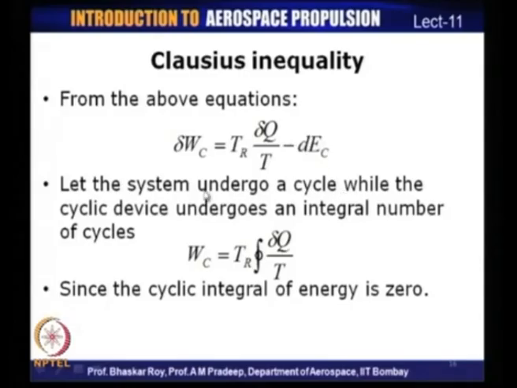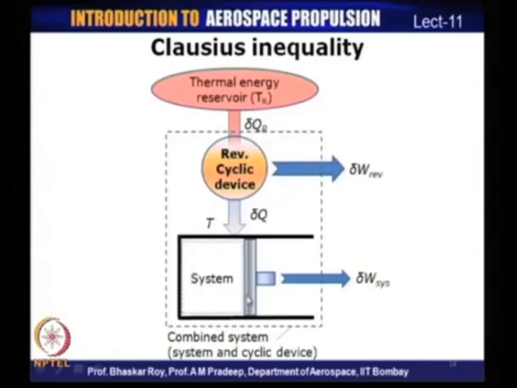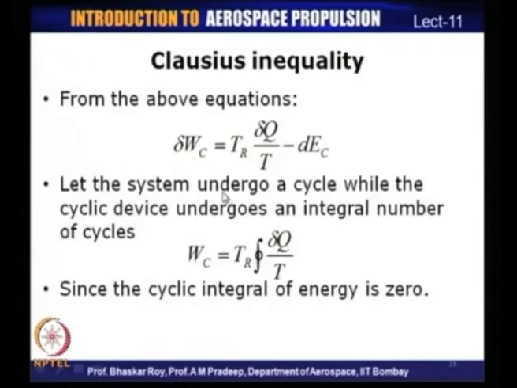Now, let the system undergo a cycle, and the cyclic device undergoes an integral number of cycles. So, the system that I discussed earlier, let us say it is undergoing a cycle. In the meantime, the cyclic device obviously undergoes an integral number of cycles. Now, if that were to be the case, because both of them are undergoing a cyclic process, d E c will be equal to 0, because for a cyclic process the net change in any property will be equal to 0. Therefore, W c, the net work done, will be equal to T r times the cyclic integral of delta Q by T. That is because d E c is equal to 0.